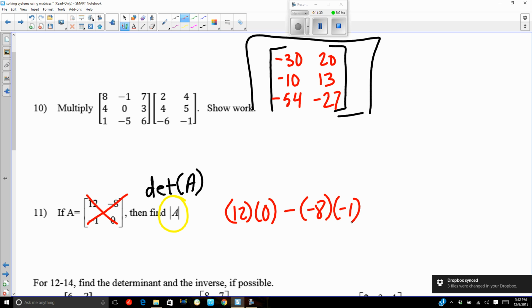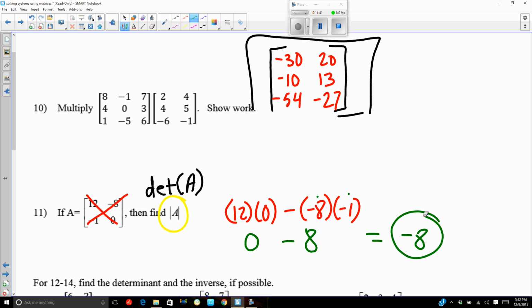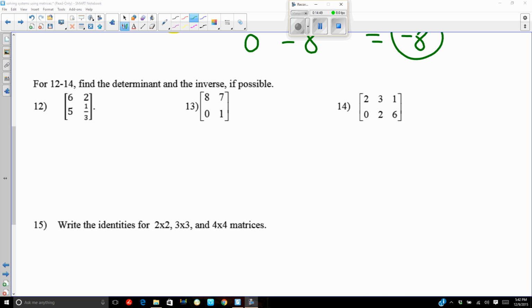So there's the setup. I'm going to bring down the subtraction sign. Negative 8 times negative 1 is positive 8. 0 minus 8, so your determinant is negative 8. That's all you had to find in this one. The next questions ask for the determinant and then the inverse, so a little bit more work on the next few problems. So I'm going to work out 12 step by step, and then 13 I'm just going to have the answer. 14, as you recall, you do not have to do number 14.